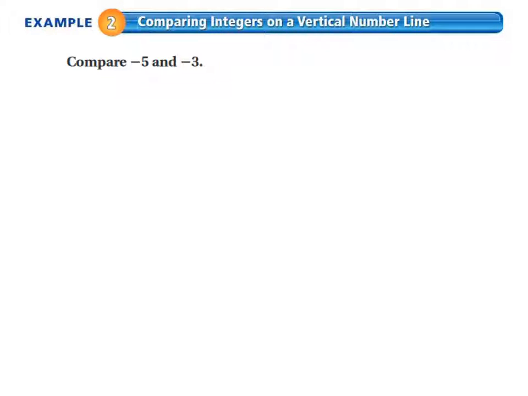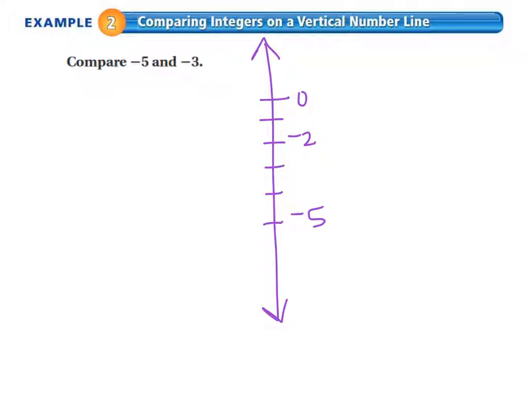Example 2. Compare negative 5 and negative 3. I'm going to do this on a vertical number line. I'm going to start at 0 because I don't have any positive numbers to compare, and I'm going to go right down to negative 3 and negative 5 and plot both of those. I'm going to write negative 5 and negative 3. I know that negative 5 is below negative 3 on this number line. That means it is less than negative 3.